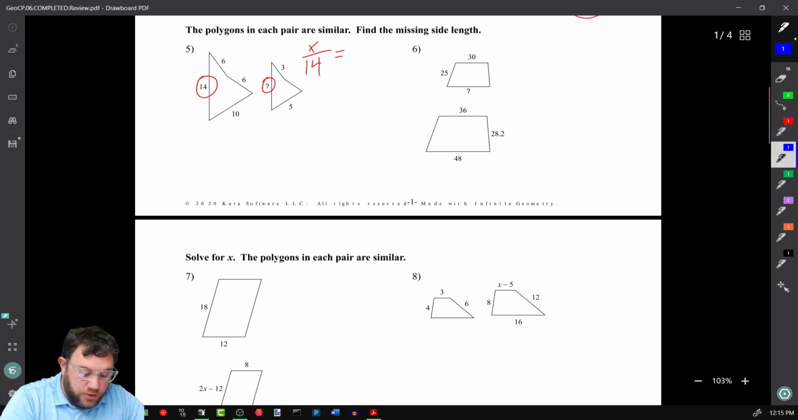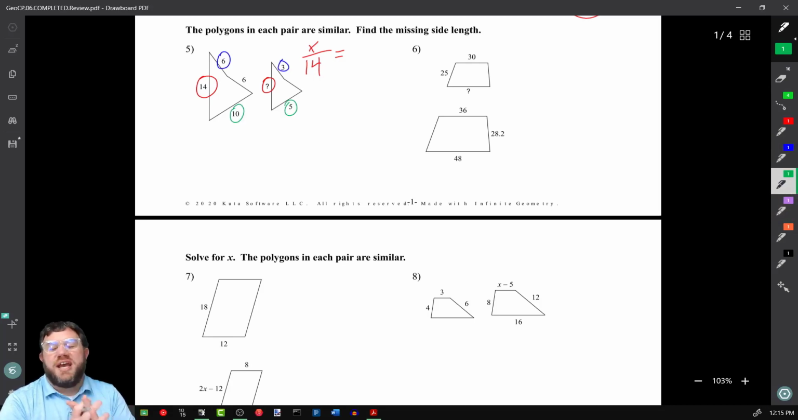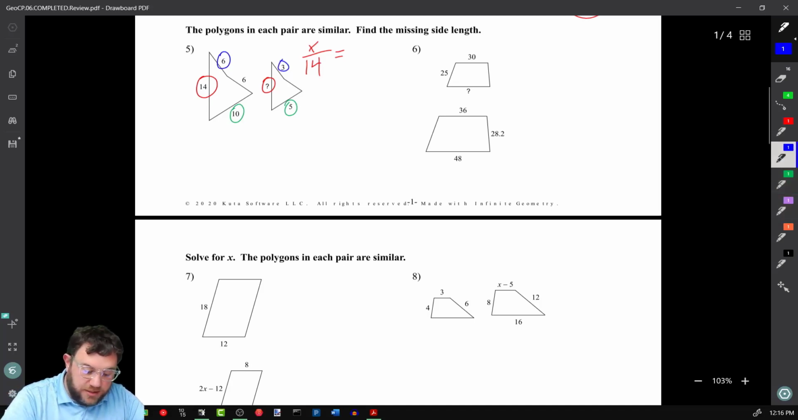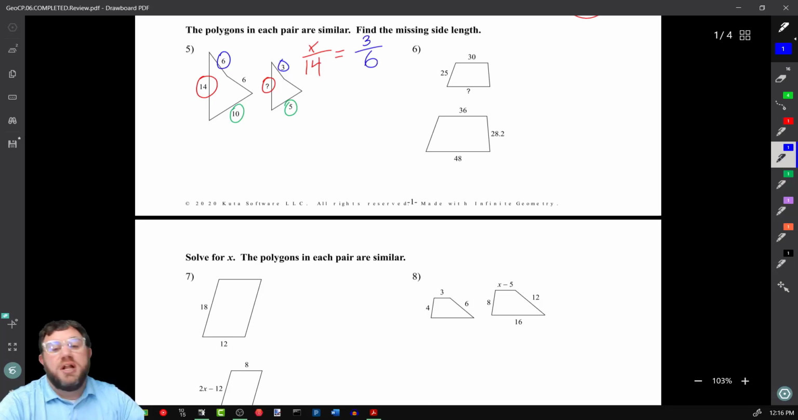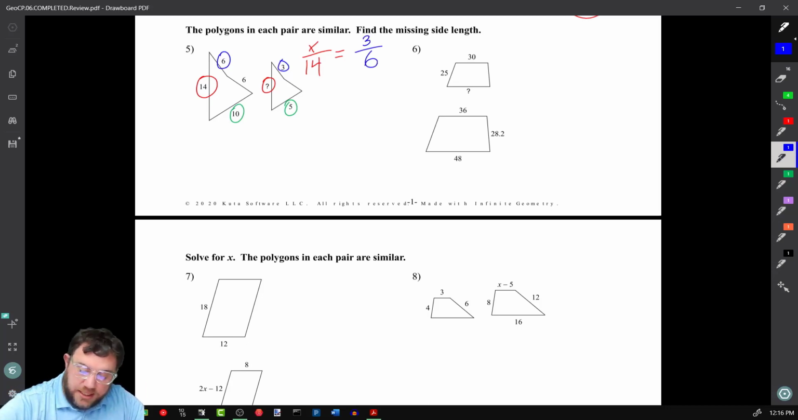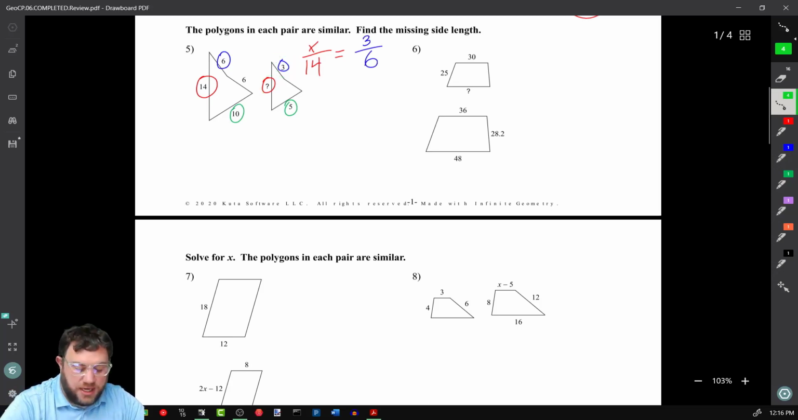And then we could use the 6 and the 3, or we could use the 10 and the 5. Doesn't matter as long as we have it from both shapes. So I'll use the 6 and the 3. X was on top, so 3 needs to be on top. Make sure you're pairing them up correctly. Since this was on top, this needs to be on top.